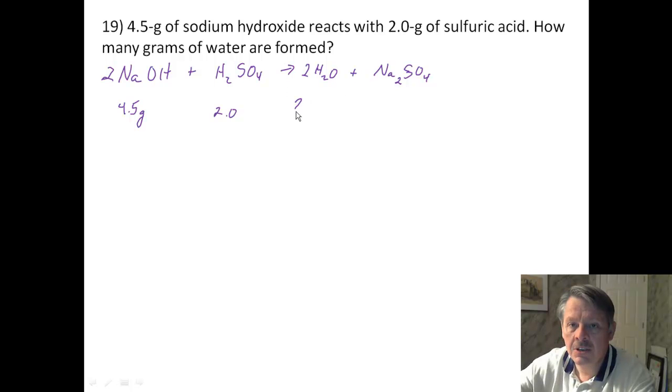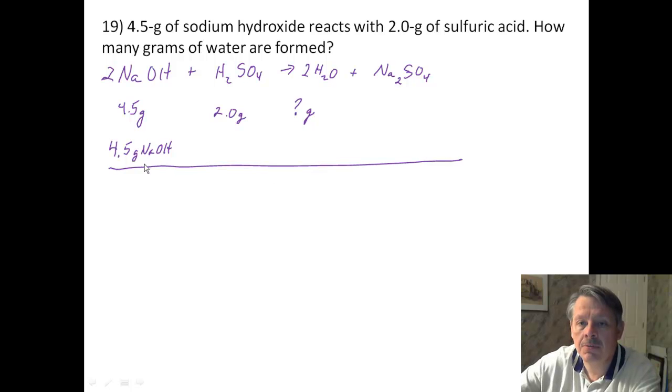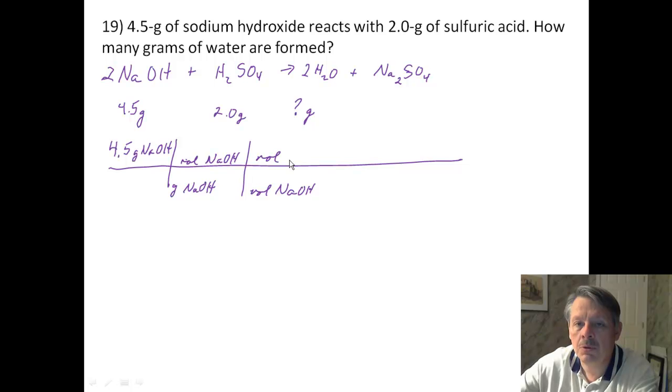And it's asking us for grams of water. And this was 2 grams of sulfuric acid. Okay, so let's see how much stuff we come up with. We're trying to figure out how many grams of water are formed. This is a limiting reactant problem. So 4.5 grams of sodium hydroxide. I have to convert from grams of sodium hydroxide to moles of sodium hydroxide, and from moles of sodium hydroxide, we have to go to moles of water because that's what it's asking us. That's our target. We go from moles of water to grams of water.